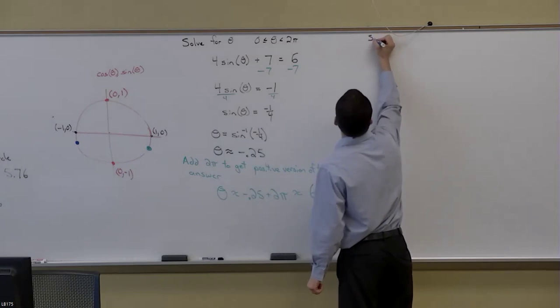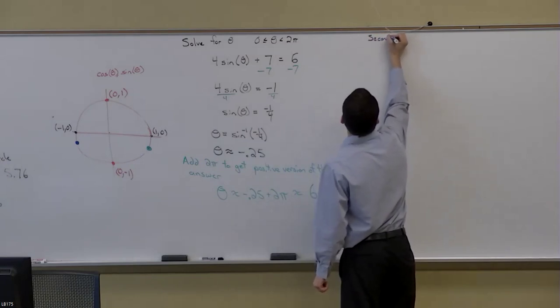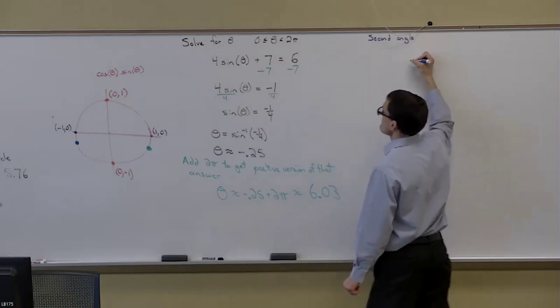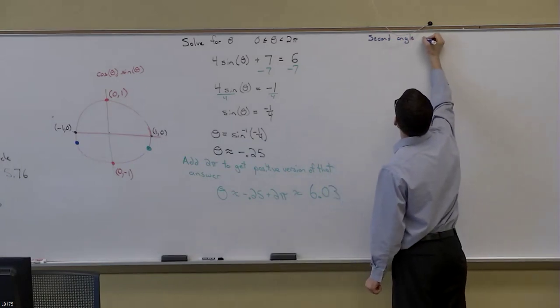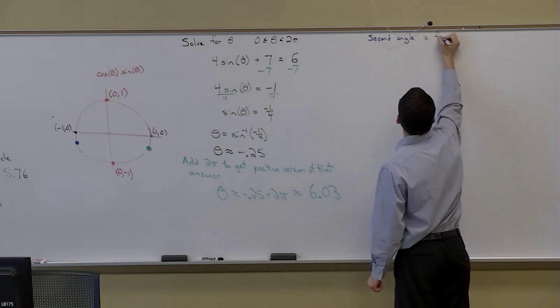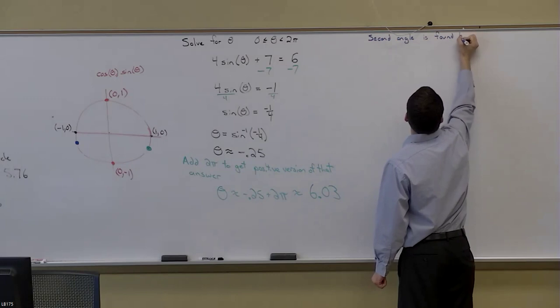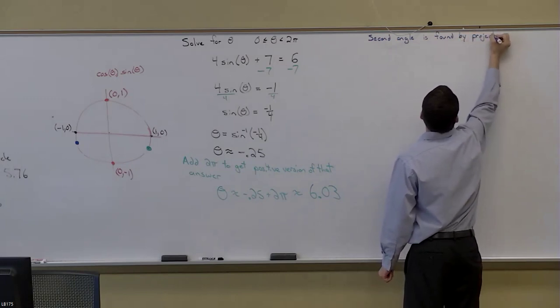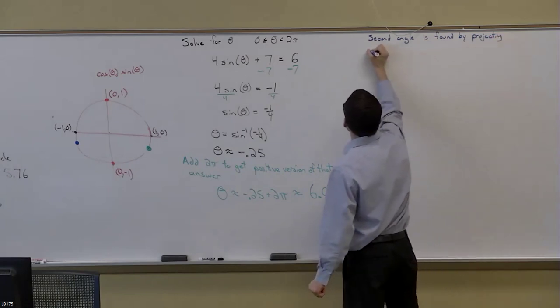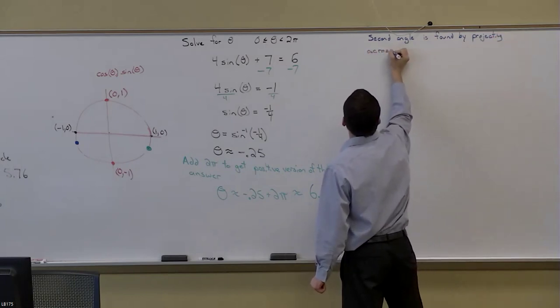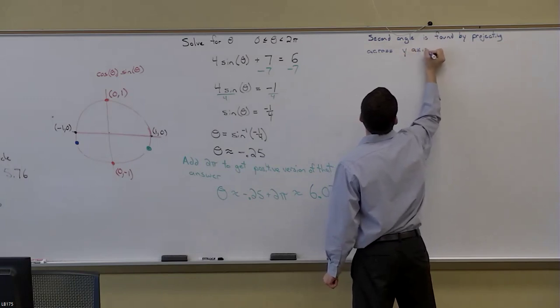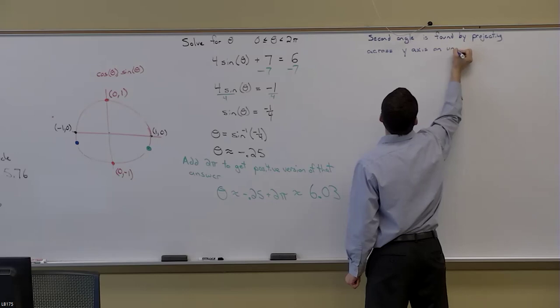So the second angle is found by projecting across the y-axis on the unit circle.